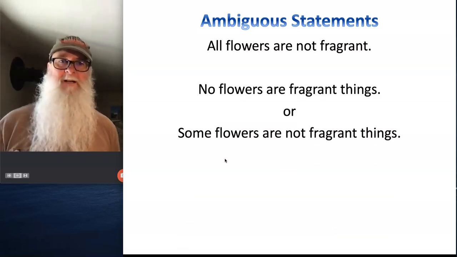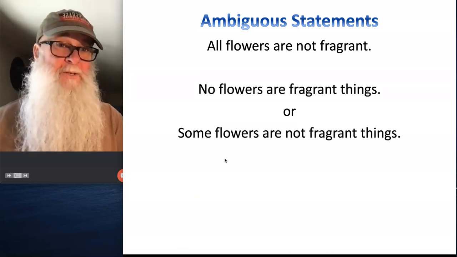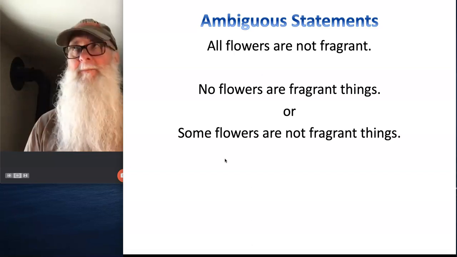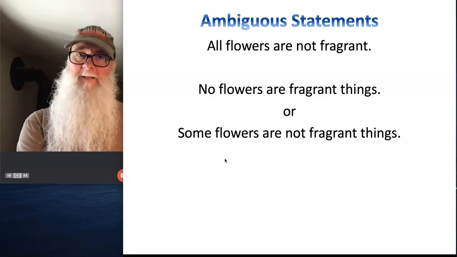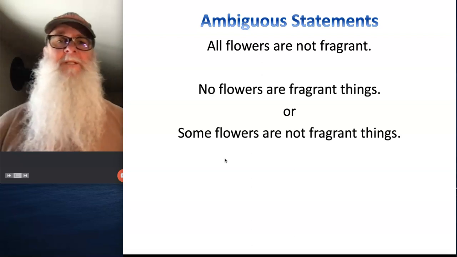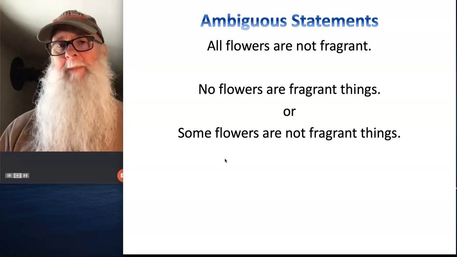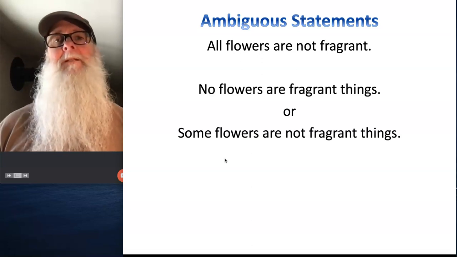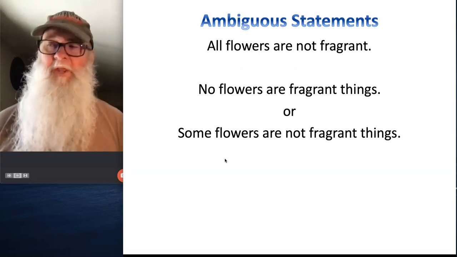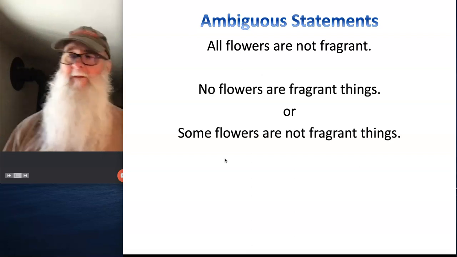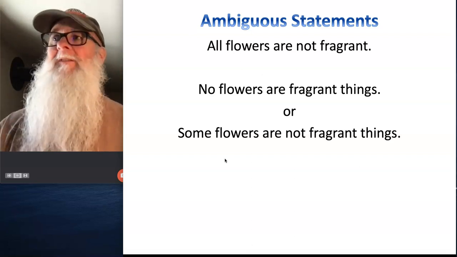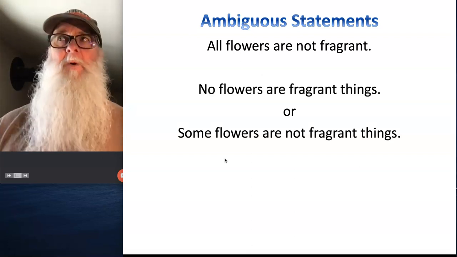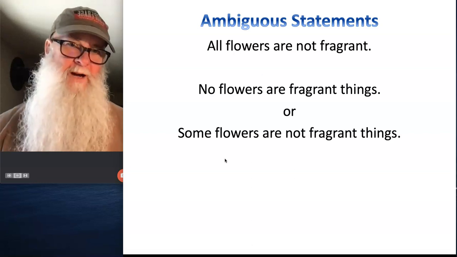If somebody tells us all flowers are not fragrant, do they mean that no flowers are fragrant things? Or do they just mean that some flowers are not fragrant things? And when we encounter a situation like this, we're going to have to do our best to interpret what we think the likely intended meaning was. Do we think that this person saying all flowers are not fragrant meant to tell us that there is not a single flower that is a fragrant thing, or just that it's not the case that all flowers are fragrant?